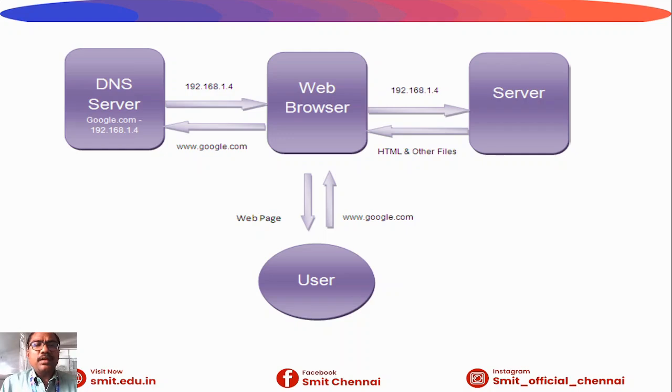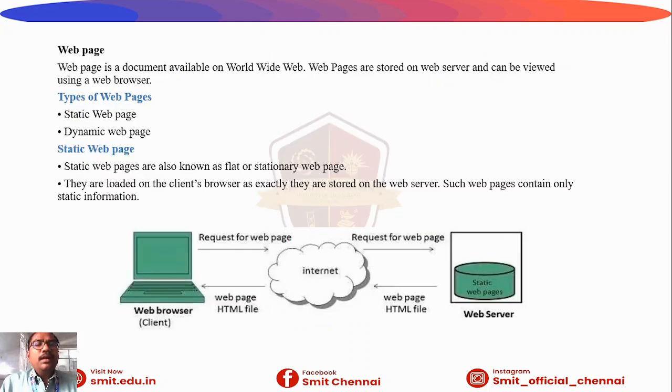Then the DNS server will convert that URL into the corresponding IP address, that is 192.168.1.4. That will be sent as a request to the server. Now based upon the request, the server will fetch the HTML and the other files, and it will send the response as the corresponding web page to the user.